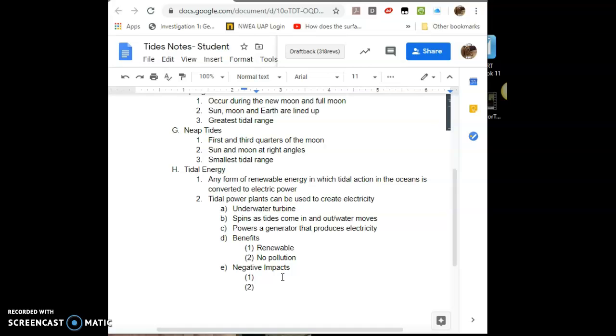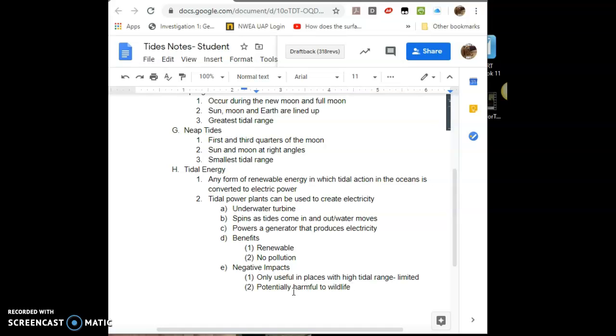Negative impacts. Well, it's only useful when you have a big tidal range. When you have really high tides and really low tides. I think they said 5 meters was what you needed, the range, to be able to really have a useful tidal power plant. So it's only useful in places with high tidal range. So really the negative impact is that it's limited. It's also very expensive.